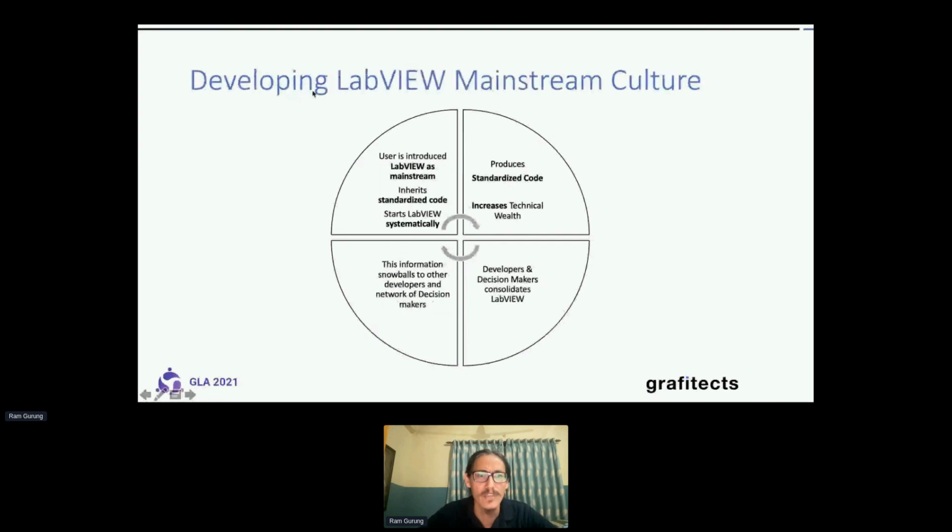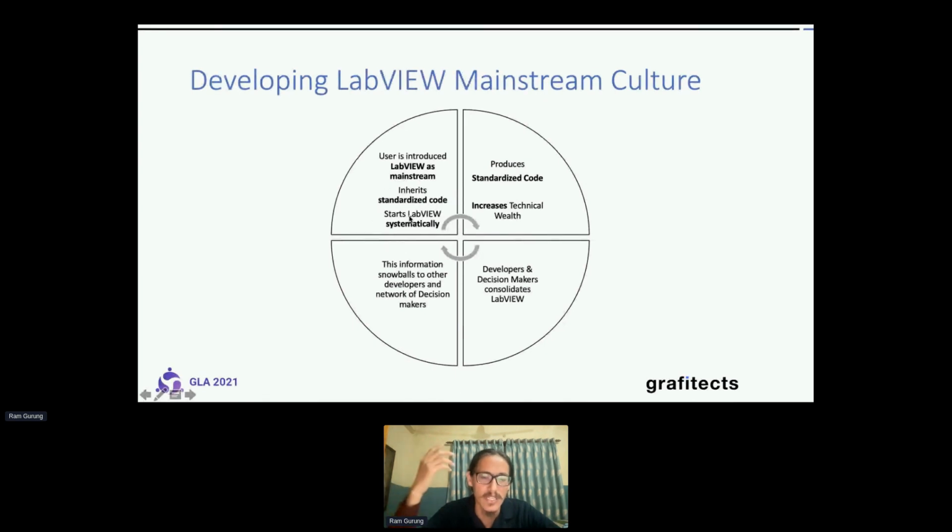Now, how to break this? Developing LabVIEW as mainstream: LabVIEW is introduced as a mainstream programming language. You will just educate the customer. For example, when we provide powerful hardware, we also provide the capability of LabVIEW, and inherited standardized code. Everybody writes standardized code, and starts with LabVIEW systematically.